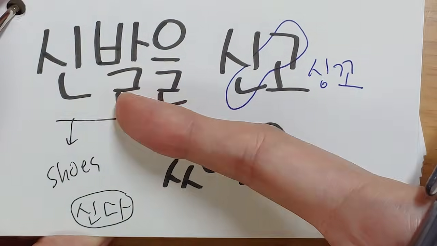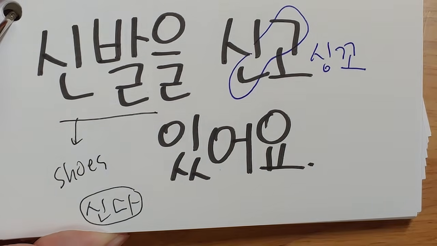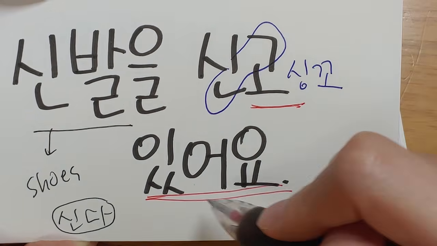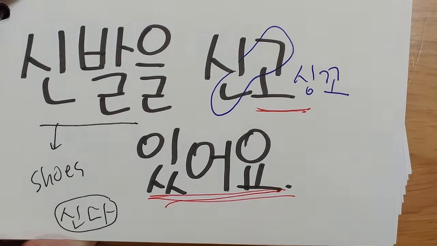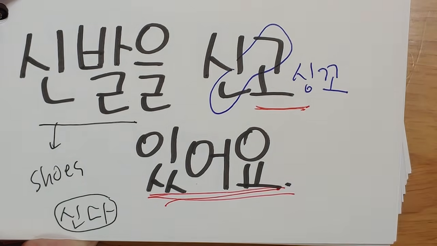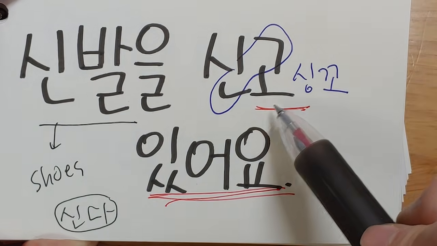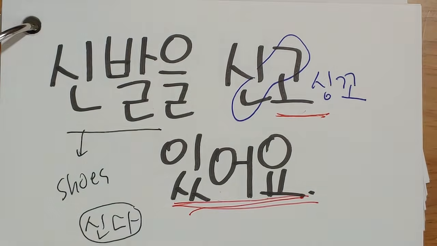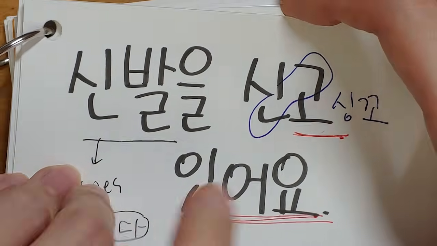So 신발을 신고 있어요. This 고 있어요 is a grammar expression that is present progressive, meaning is verb-ing. So it means I am wearing shoes. Present progressive. We're going to learn it later in our grammar session.